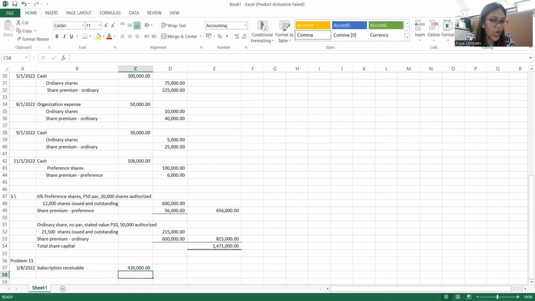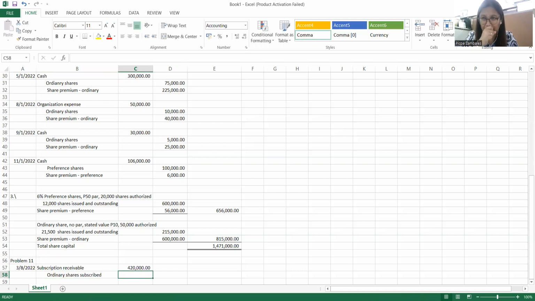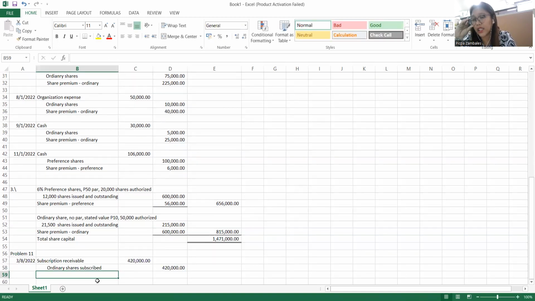So that's 420,000. Then let's record the ordinary shares subscribed. Ordinary shares subscribed. So may nakalagay na subscribe, kasi it was under subscription contract. It's binding actually. Okay. So par value niya, yun din. So walang excess, no? But just in case there's an excess, we will record the share premium.